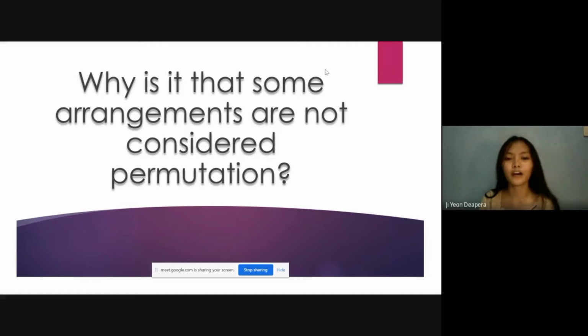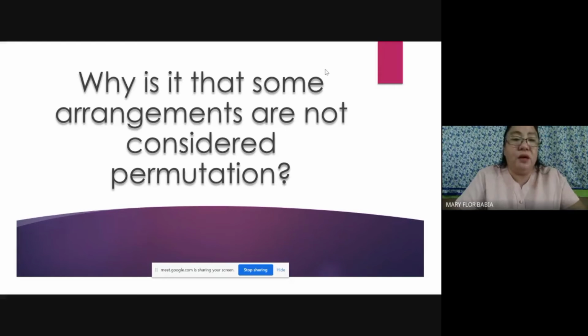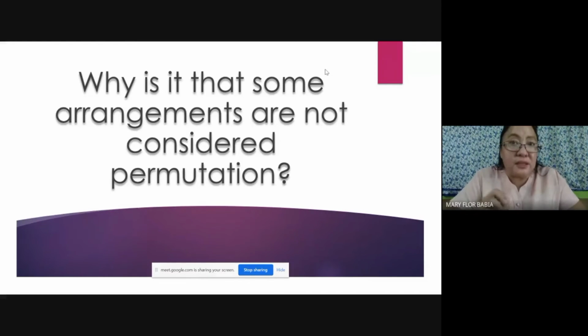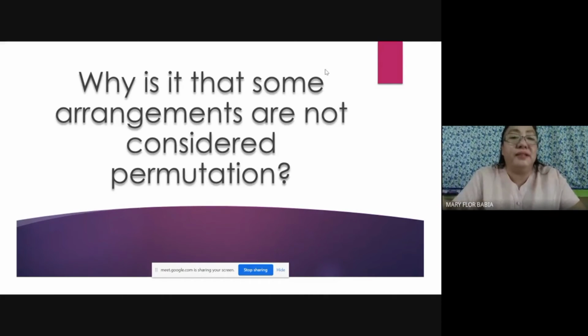One example of an arrangement that is not considered a permutation is when you are making a halo-halo. Making a halo-halo doesn't consider any steps. You can just combine everything directly. Okay, very good. You know the ingredients, but when they are mixed, you cannot identify which comes first, next, right? Okay, very good.